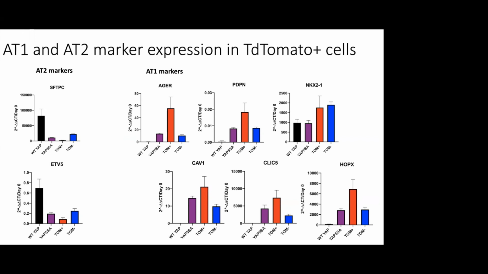So this is hopefully showing that the AGER tdTomato reporter is working, and that we can maybe use this to isolate these iAT1 cells and study them further, as well as look for a way to turn on this cell program using something other than a lentivirus.